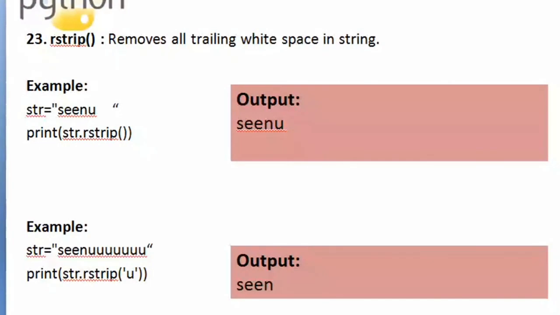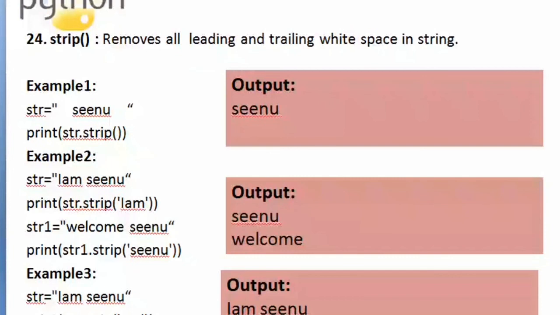Okay, so this is the 24th method, which is simply strip. We have seen rstrip and lstrip, and strip will do both things. So what is lstrip? lstrip will remove all the leading spaces. rstrip will remove all the trailing spaces.